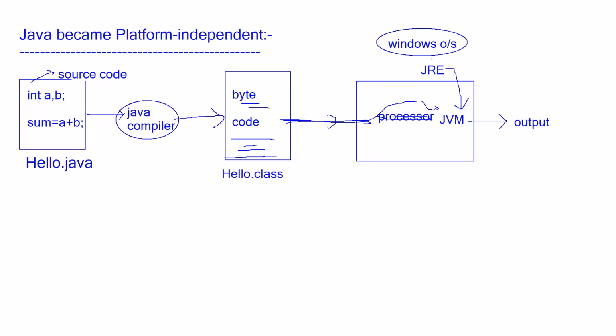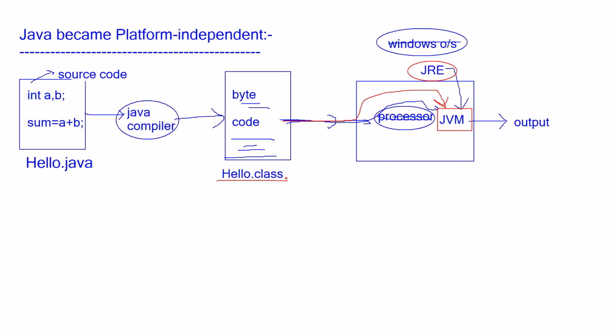So here Java doesn't depend on the Windows operating system and doesn't depend on the computer processor for running the code, but it depends upon the JVM and the JRE to run this hello.class file. So this is how the Java program is not depending upon the operating system and the processor for running.